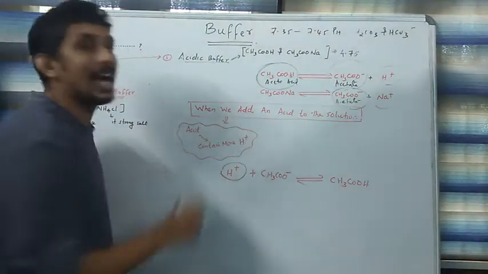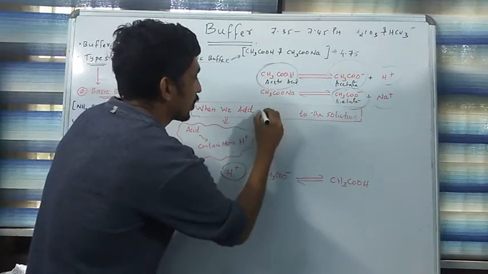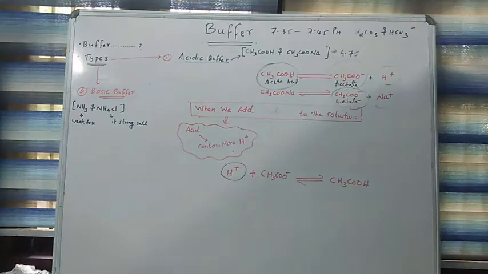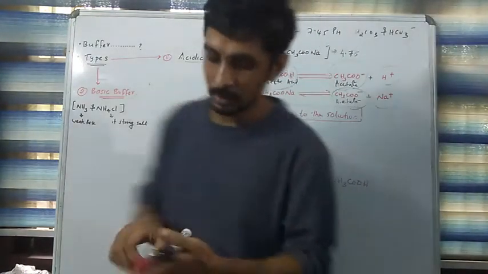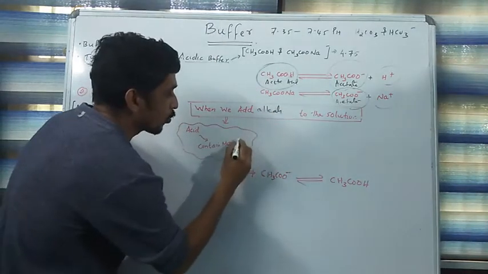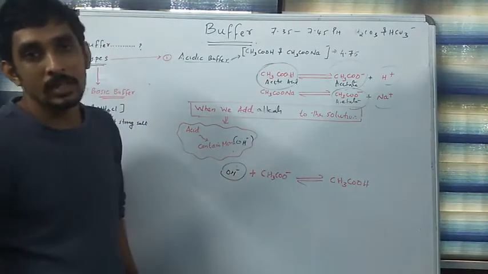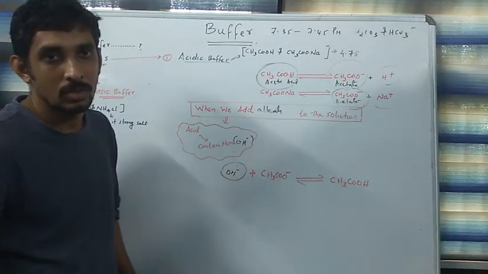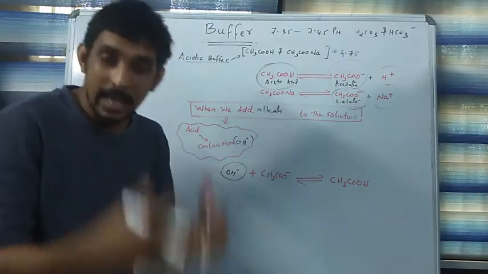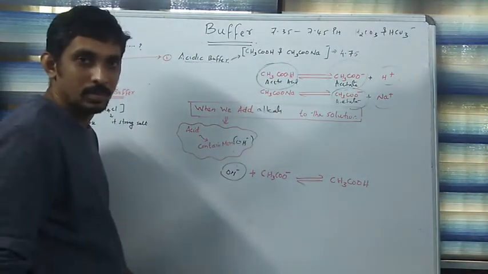Suppose we add an alkali or base, and that alkali contains more OH minus ions. That is why it is called a base. So the addition of that base also doesn't change the pH of the given solution due to the presence of this buffer. How does it happen?